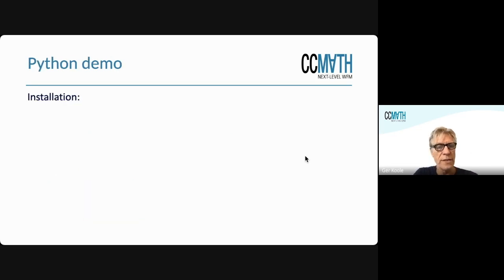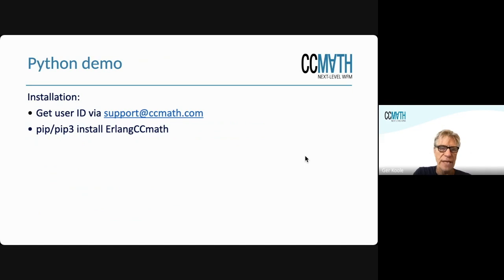Okay, we're slowly moving towards the demo. I'm not going to give you a lot of details. It's pretty simple. What is important is that you get a user ID from us. You can get that by sending an email to support, and they will give it to you really quickly. Then, of course, you have to install the package. Again, this is here for Python, and for R, it's pretty similar. Everybody who uses R knows how to install a package. So that's very much the same.